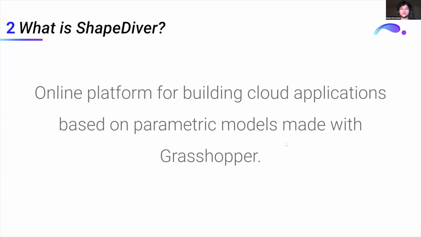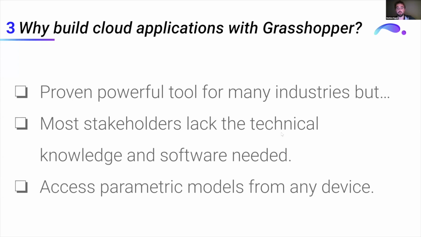Why do they choose to do this, Matthew? Yeah, well, parametric models have proven to be a very powerful tool for plenty of industries. But the biggest challenge has always been that most stakeholders lack the technical knowledge and the software needed in order to make use of them. So that's where cloud applications based on parametric models become a powerful solution to this limitation. By being able to access parametric models from any device and without the need of specialized software, more stakeholders can now take part in the decision-making process.